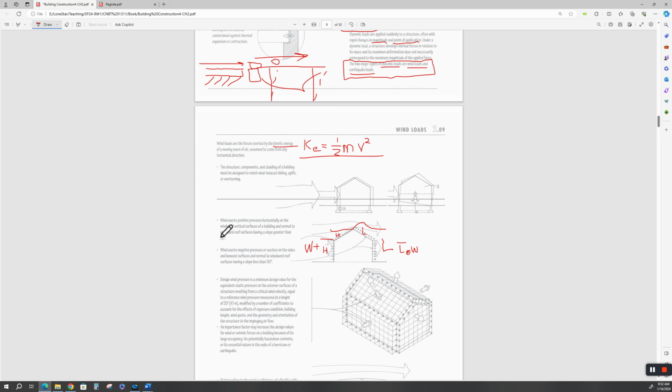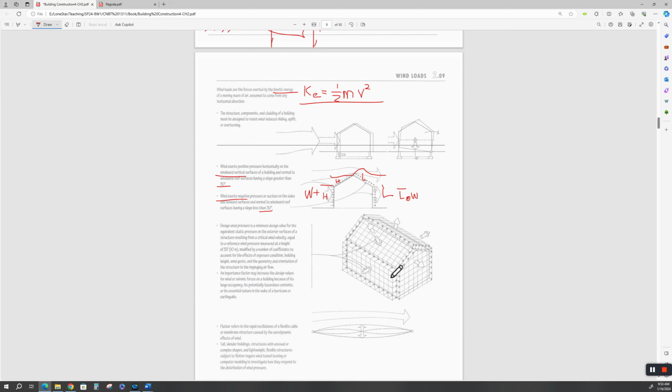Now, wind exerts a positive pressure horizontally on the windward side. I just told you that. We don't need to read this. It exerts negative pressure on the suction side. And it talks about the rule of thumb for the slopes of where this occurs. Now, in the building codes, you're going to have wind loading and all kinds of wind design. And the taller the building gets, the skinnier it gets, you've got different constraints for wind loading. Okay?